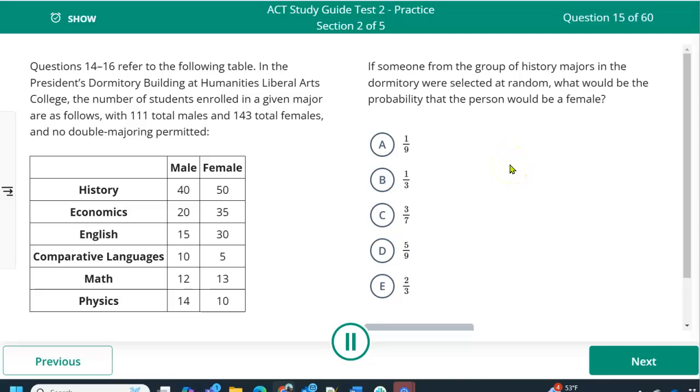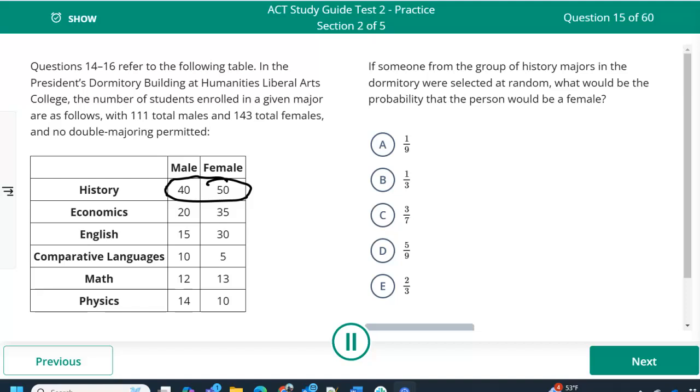All right, next question. If someone from the group of history majors were selected at random, what would be the probability that that person would be a female? History majors is right here. So we have 90 history majors, of which 50 are female. So the probability would be 50 over 90. They've given us convenient answers here. We'll just cancel the zeros, and it would be 5 over 9, which is answer D.